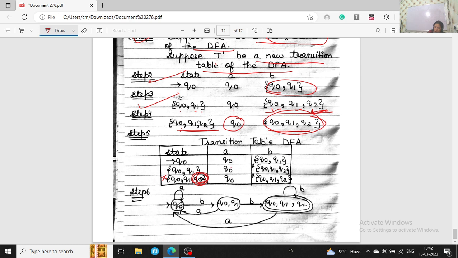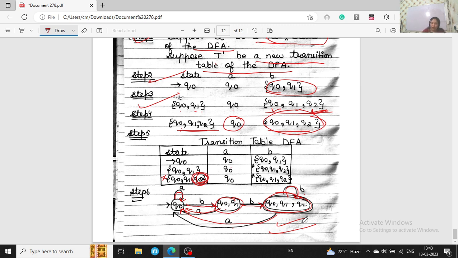Now we will draw this diagram. Q0 itself accepts A. Then it gives input B to Q0, Q1 as a single transition, and it also sends B to Q0, Q1, Q2, and it also accepts itself on B. On the other hand, Q0, Q1 gives input A to Q0. Q0, Q1, Q2 also gives input A to Q0. And this is the DFA conversion. This is the conversion from NFA to DFA.